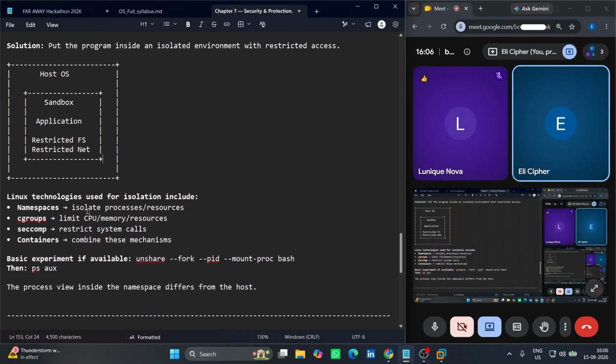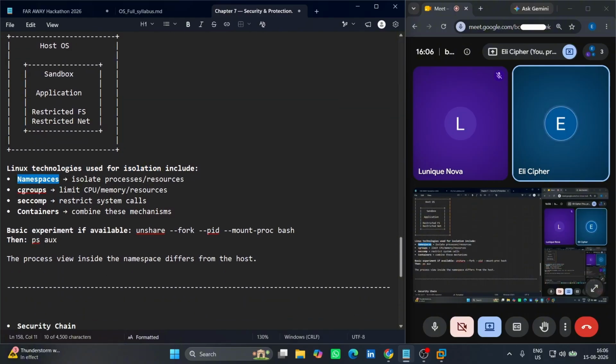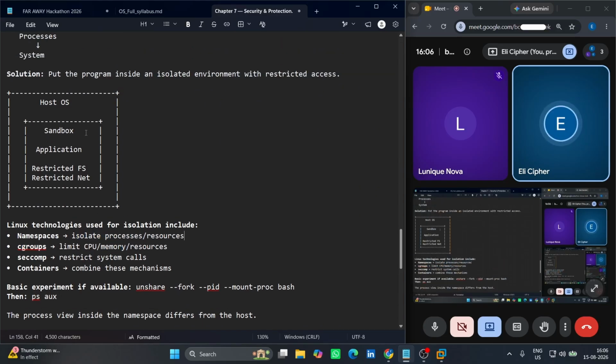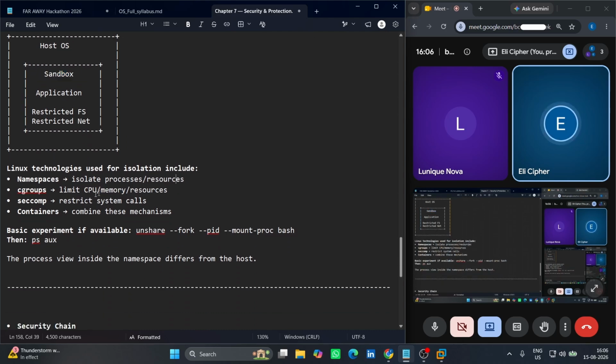Okay. Now there are a few terminologies used for isolation. Namespaces, which means isolated processes or resources, are used under this sandbox. Then you can take a look at cgroups, which limit CPU, memory or resources, meaning whatever limit has been set for a particular resource, that it should not be given more than this. These are all categorized under cgroups.